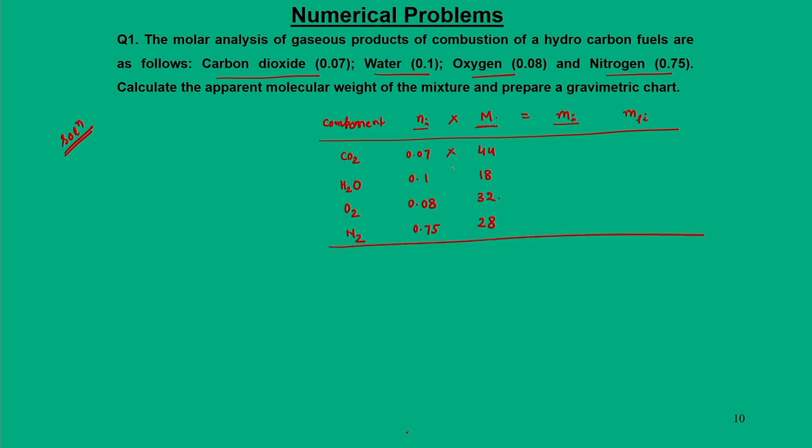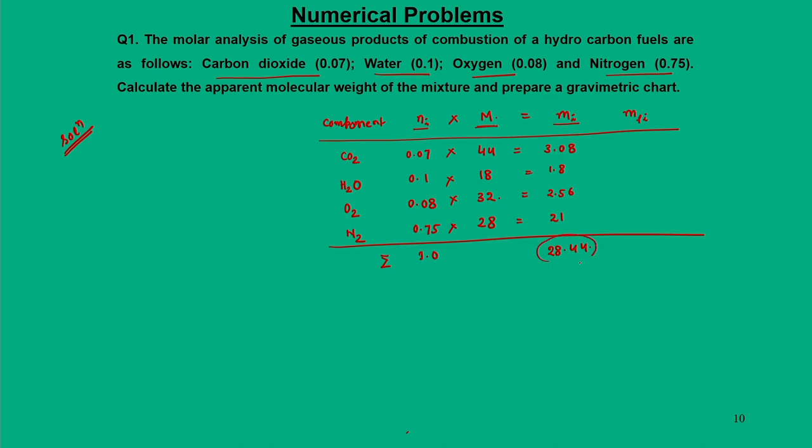Now, when you multiply them, you can find out the mass. Mass will be 3.08 for CO2, 1.8 for H2O, 2.56 for O2, and for nitrogen it is 21. Now, if you sum these, summation of Ni is 1.0, and the summation of Mi we get as 28.44.